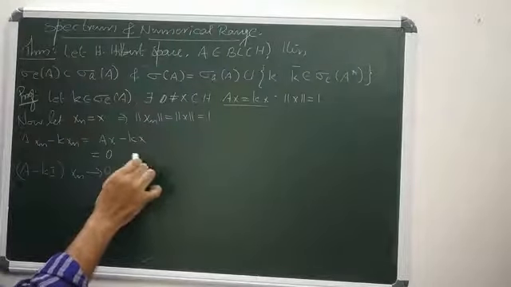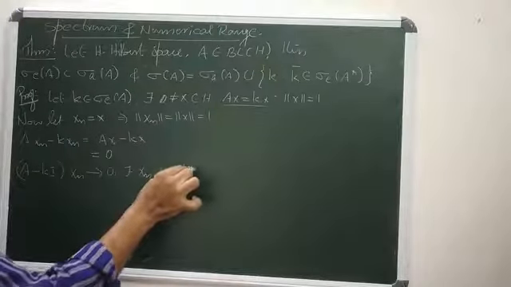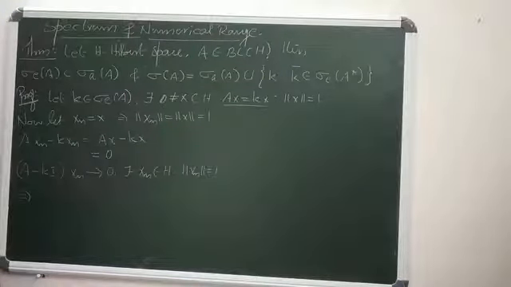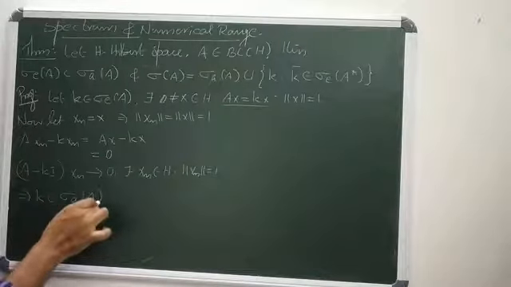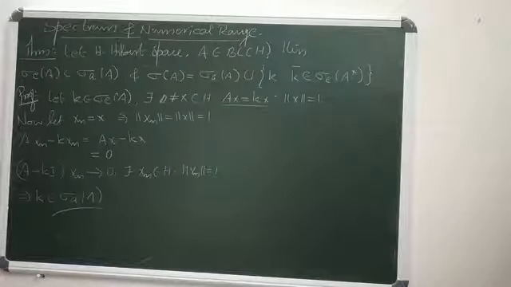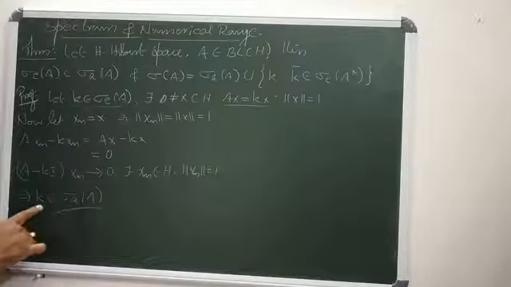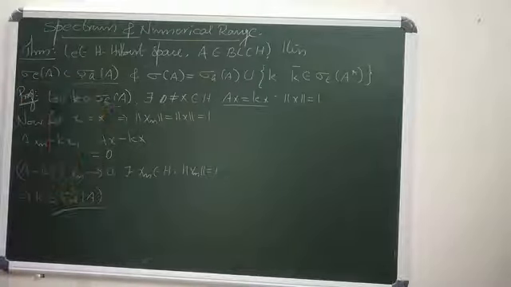There exists some xn in H with norm of xn equals 1 such that (A minus K) of xn goes to 0. So that means K is an approximate eigenvalue of A, K in sigma ap of A. So clearly when K is in sigma p of A, that same K is in sigma ap of A. So the first part is finished, that is sigma p of A is a part of sigma ap of A. Agree? Okay.